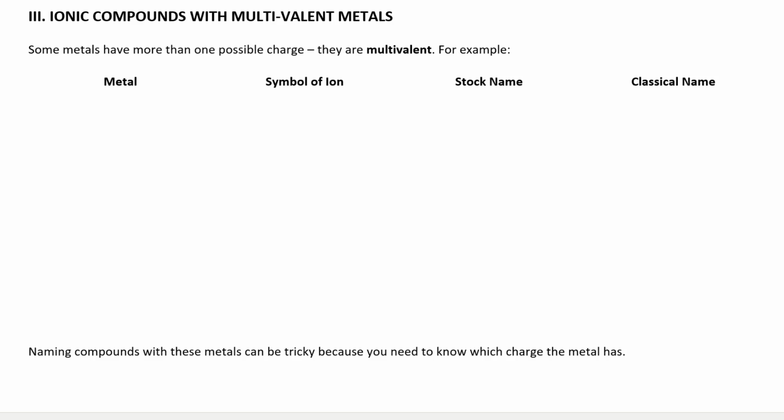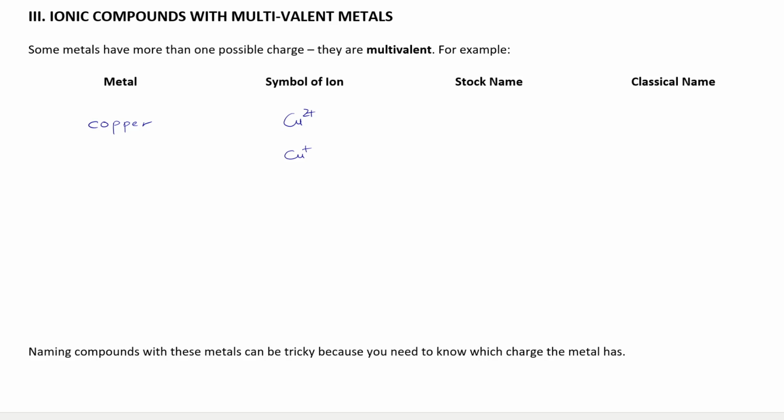In this video, we're going to look at ionic compounds with multivalent metals. So, some metals have more than one possible charge. They are multivalent. Examples of multivalent metals would be copper as one of them. Copper has two possible charges. It has 2 positive, which is the more common form of copper, and it also has 1 positive, which is the less common form of copper ion.